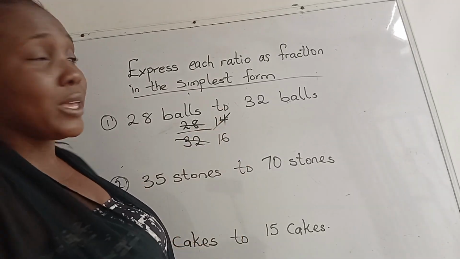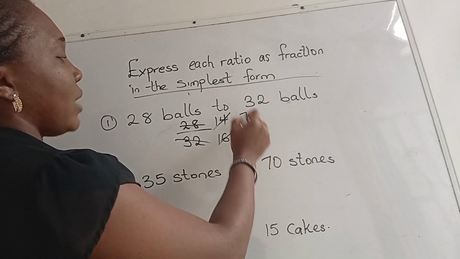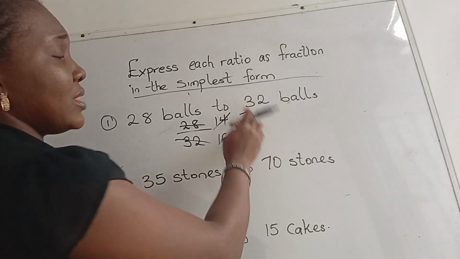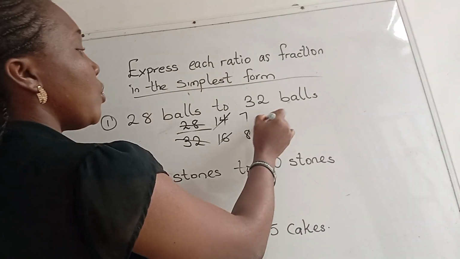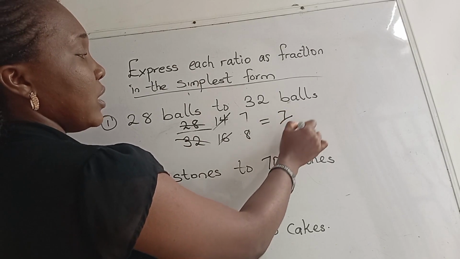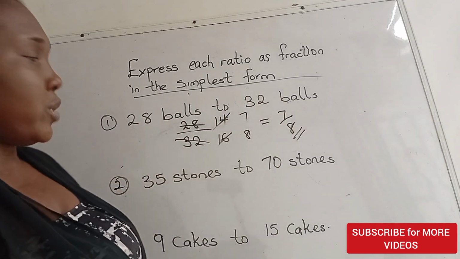I can use 2 again and I have 7, and I use 2 here, I have 8. Now looking at this, this is actually the simplest form of this expression. So my answer here is 7 over 8. Alright, so this is the simplest form of this ratio.